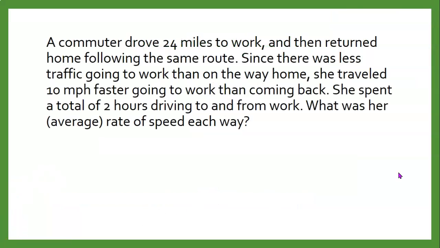I'm going to run real quick through another example if you want to see it. You can pause the video and look at each step if you want to see how I'm doing this. But a commuter drove 24 miles to work and then returned home following the same route. Since there was less traffic going to work than on the way home, she traveled 10 miles per hour faster going to work than coming back. She spent a total of 2 hours driving to and from work. What was her average rate of speed each way?